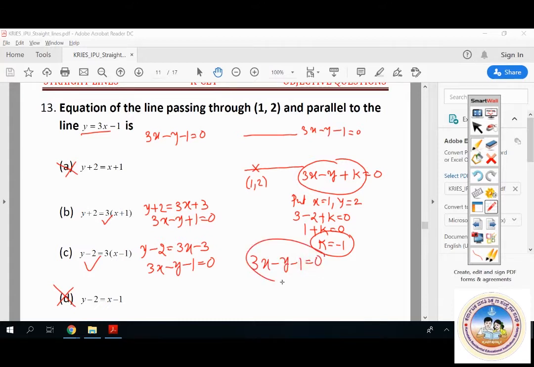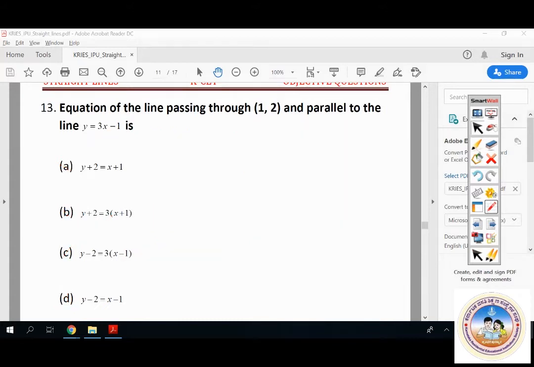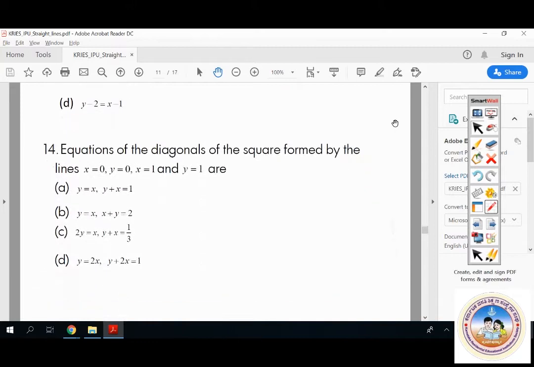Now you look at these two choices. Which among these two has 3x minus y minus 1 is equal to 0 ಇದೆ? It is going to be option C. Option B ನಿಮಗೆ ಸರಿ ಉತ್ತರ ಆಗೋದಿಲ್ಲ. C is going to be the correct answer for this question. We will move on to question number 14.